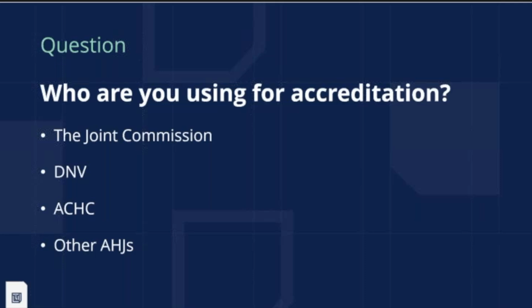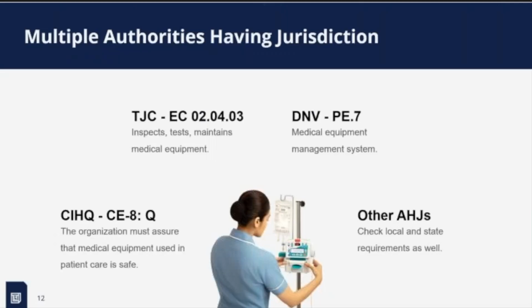And then there's also other authorities having jurisdiction. So if there's any state agencies or county agencies that you have to adhere to, you have to keep that stuff in mind as well. But Joint Commission is usually the biggest player. They have the biggest percentage. I can't prove that, but I'm pretty sure they do based on my analysis. And their stuff currently lives in EC.02.04.03.